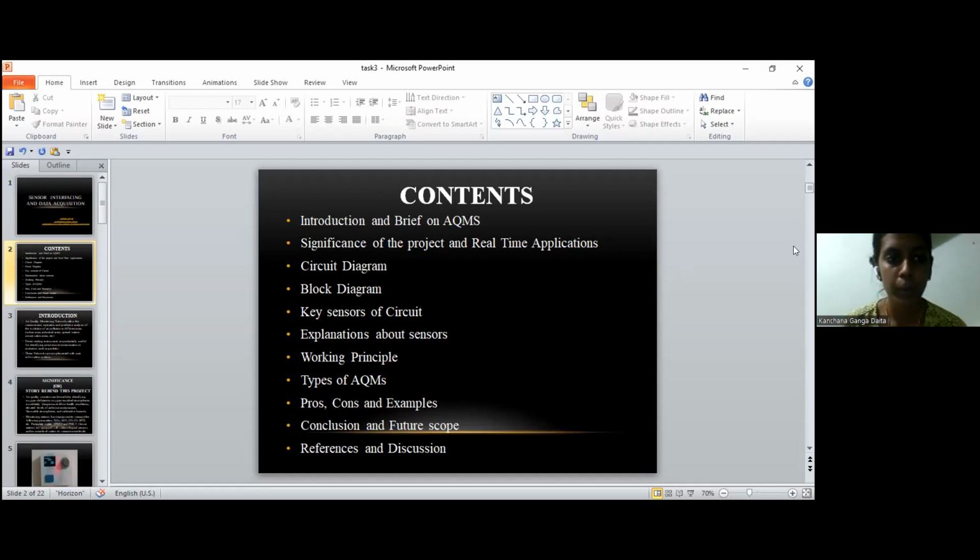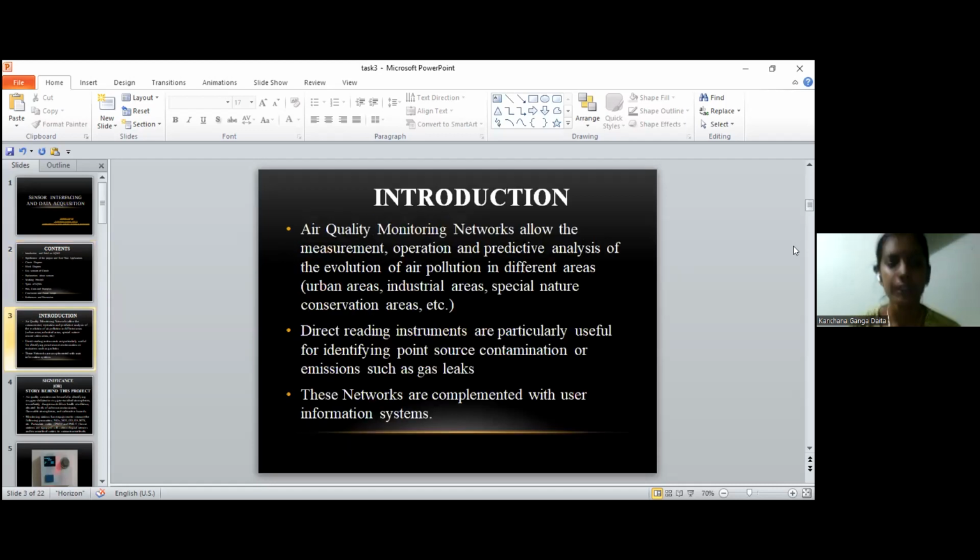After that, we need to know about the significance and real-time applications, followed by the circuit and block diagram, and the key sensors used in the system, with explanations. After that, the working principle, and what types are there in the market, and we need to know about pros and cons, conclusion, and future scope. I'll finalize. So, firstly, introduction.